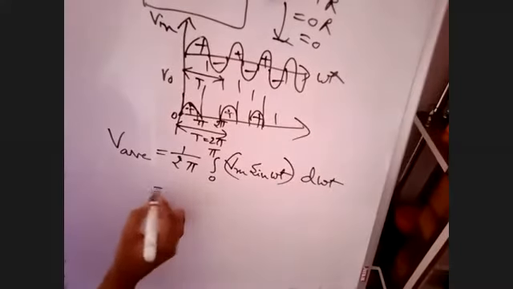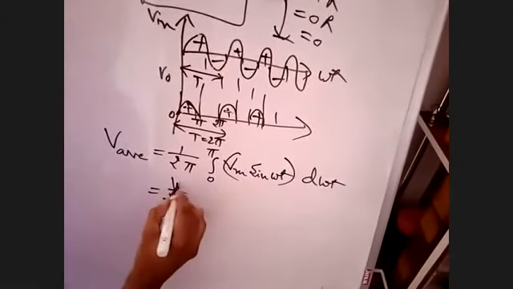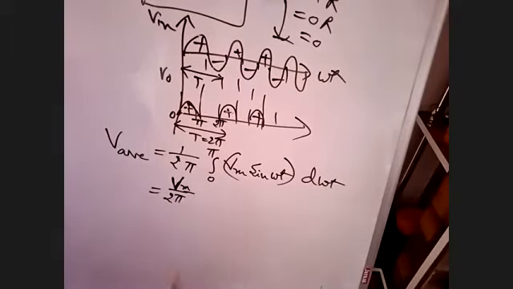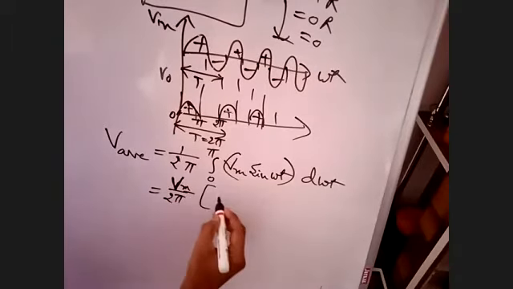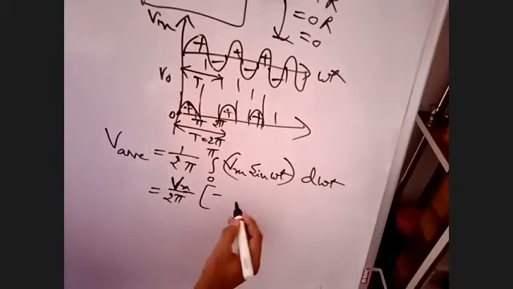That is average voltage 1 by 2 pi. Vm I am taking outside, that is constant. Vm is taken outside the integral. What is integral of sin omega t? Minus cos omega t. That is Vm by 2 pi.